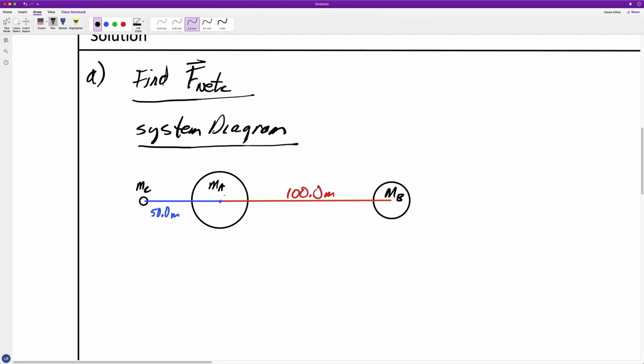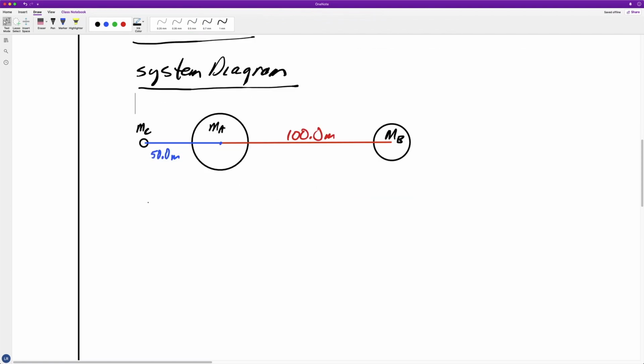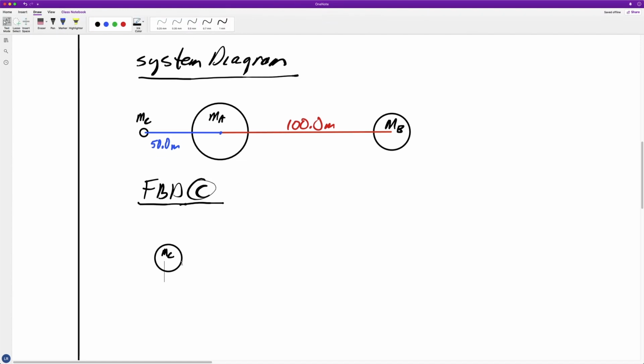In our system diagram, MA and MB, the larger and the smaller asteroid, are separated by 100 meters. MC is located 50 meters to the left of MA, and they're all on a single line. So the next step is to draw the free body diagram acting on object C. So here's our MC, and let's color code these. Let's make MA the blue, and MB will make green.